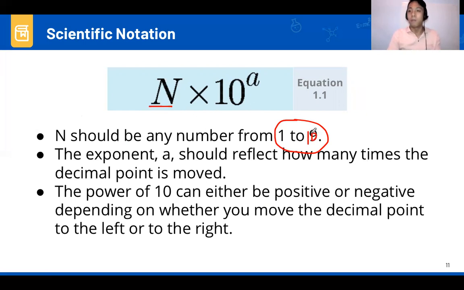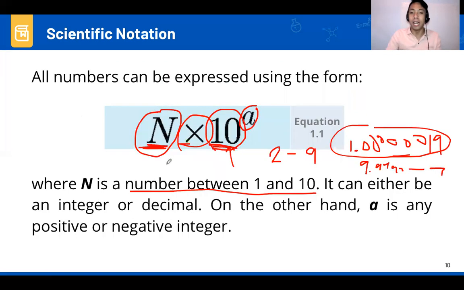Di ba nagkamali pa yung PowerPoint, no? Okay, next. So the exponent A, nakalimutan ko yung exponent A natin. Exponent A, that is our exponent, this one. This is any positive or negative integer.